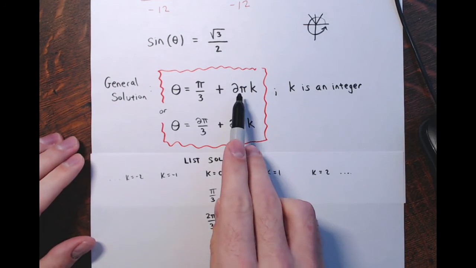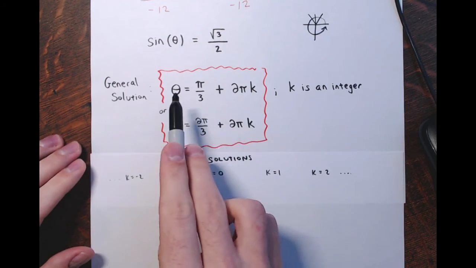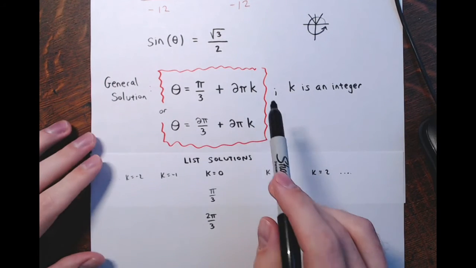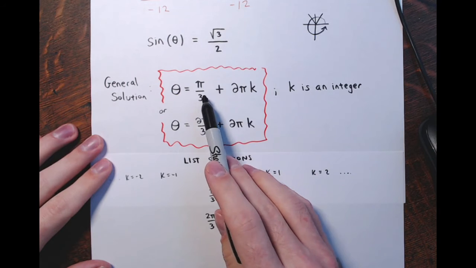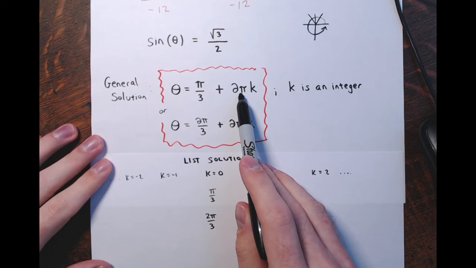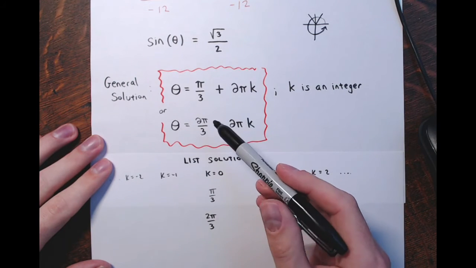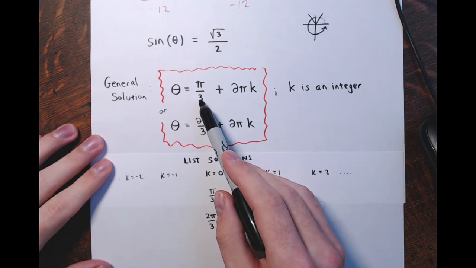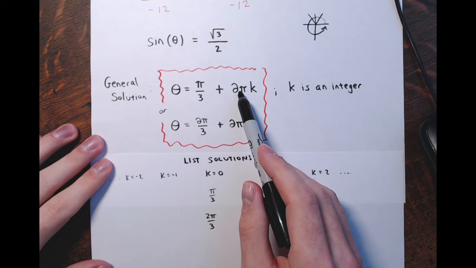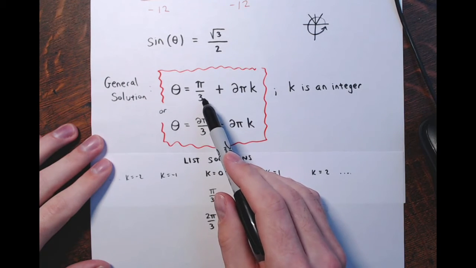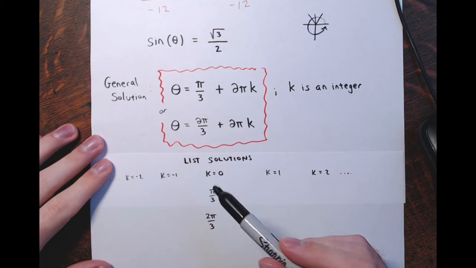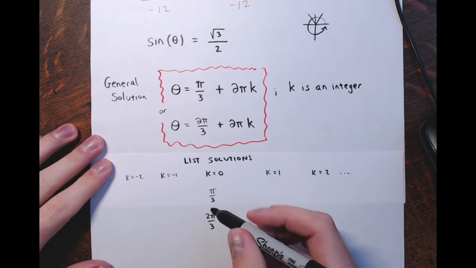Alright, and I'll just work with this top set of solutions first. Now, what I'm going to be doing is adding 2 pi and subtracting 2 pi to get other solutions. Now I need a common denominator, right? When you add or subtract, you need a common denominator. 2 pi is 6 pi over 3.